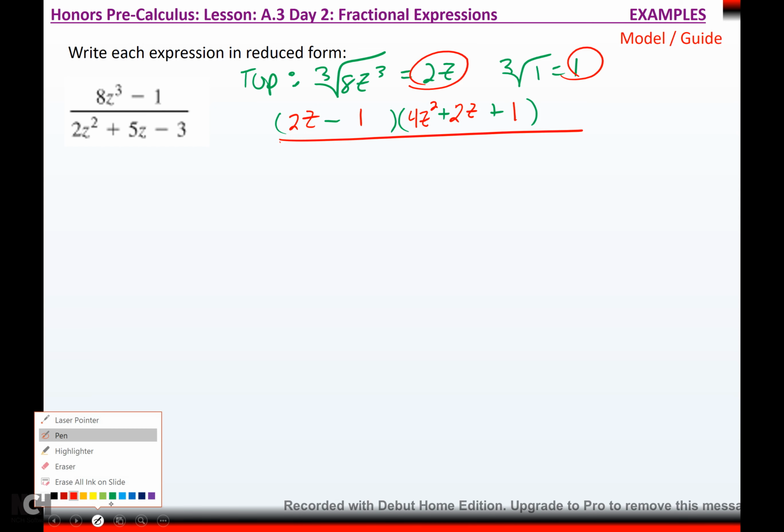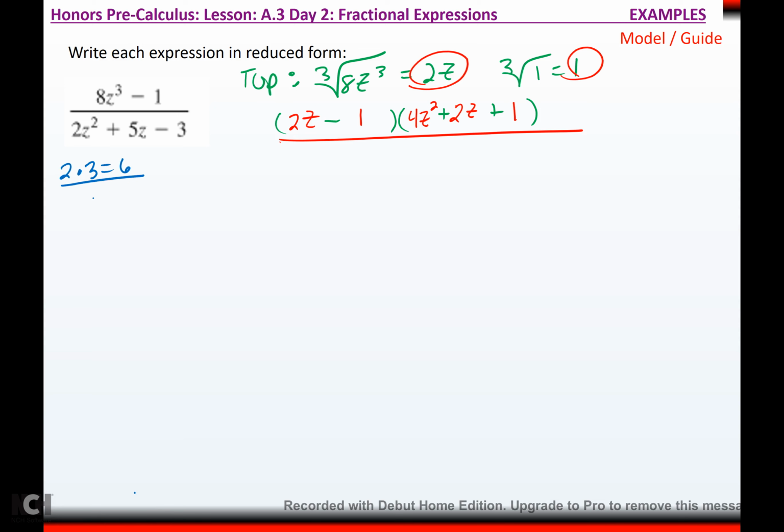My bottom is a general trinomial, and A is not 1, so I'm going to have to do A times C, which is 6. Factors of 6, 1 and 6 will make 5 if I subtract, and subtract is what I want. So those are my two numbers. So I have to rewrite B. I'm going to rewrite 5z as 1z and 6z. I just got to get the signs.